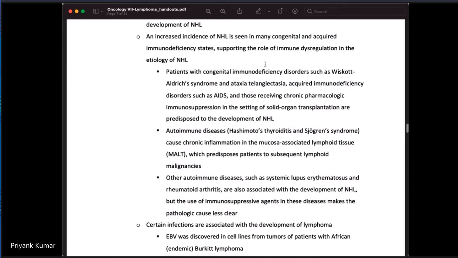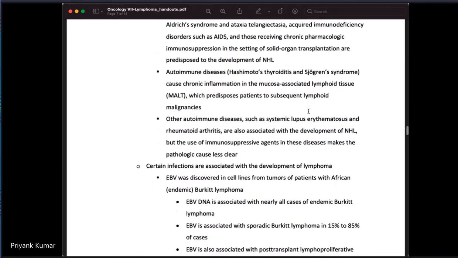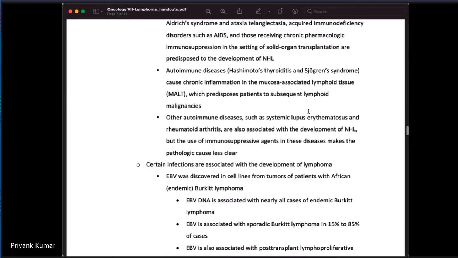Again, immunosuppression. An increased incidence of non-Hodgkin lymphoma is seen in many congenital and acquired immunodeficiency states. This is important for you to know. Patients suffering from Wiskott-Aldrich syndrome, ataxia telangiectasia, AIDS, or patients receiving pharmacologic immunosuppression in case of solid organ transplant are predisposed to the development of non-Hodgkin lymphoma.